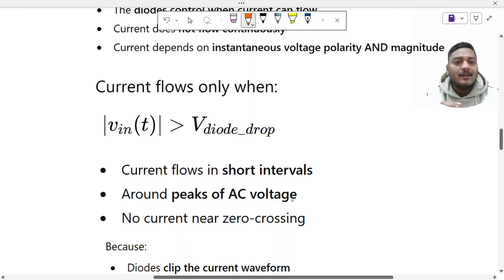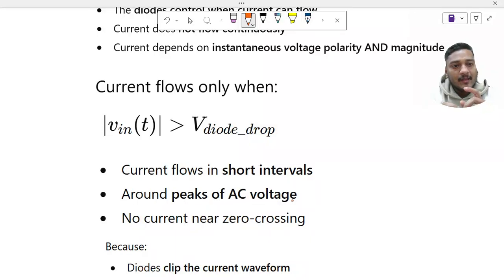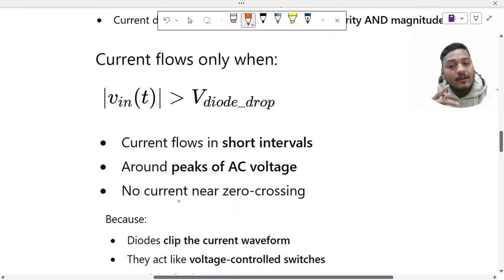So if you have a low value of input voltage, then it will be mostly peaky. But if you have a very high value of input voltage, it still has a peaky nature, but maybe that peak will be wider. But what is the other case? It will never flow around the zero crossing.